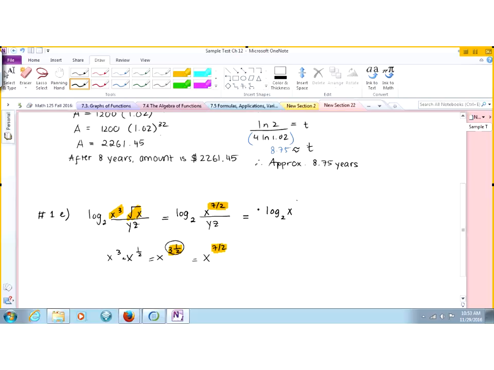X to the 7 over 2. But what happens to the exponent? You could bring it down. 7 over 2 log base 2 of x. So this is 7. So 7 over 2 log base 2 of x. And then what? Minus log base 2 of y, and then minus log base 2 of z.